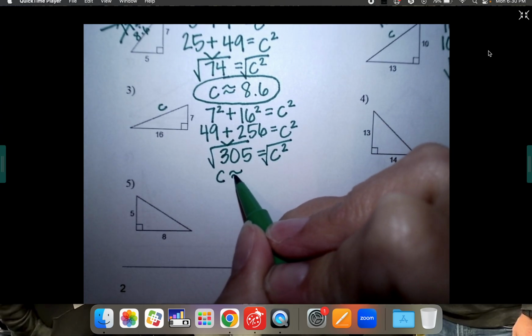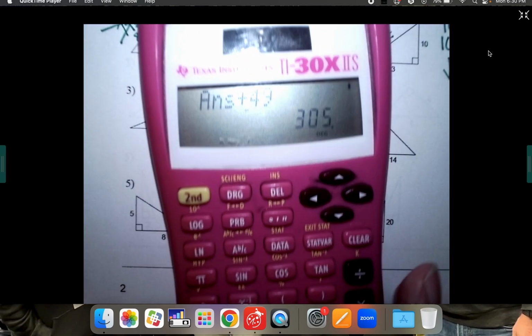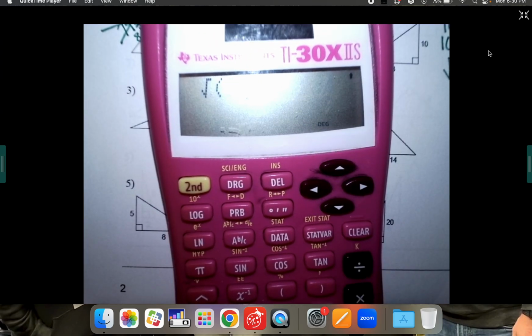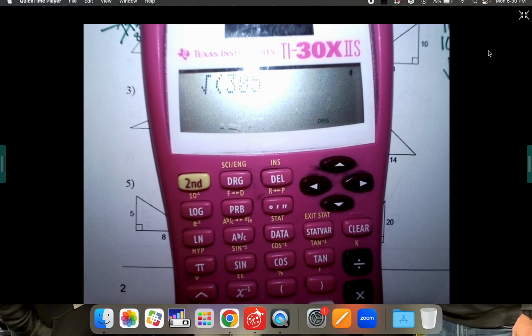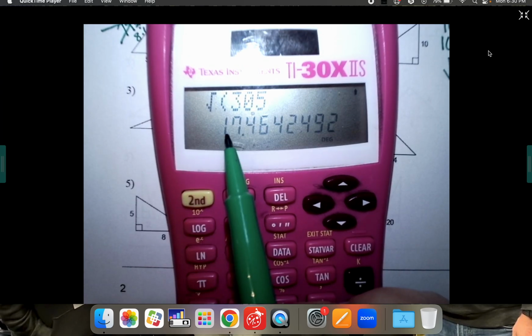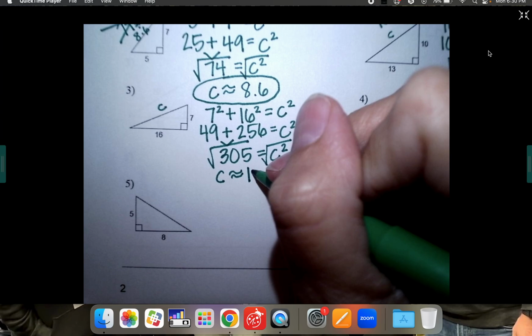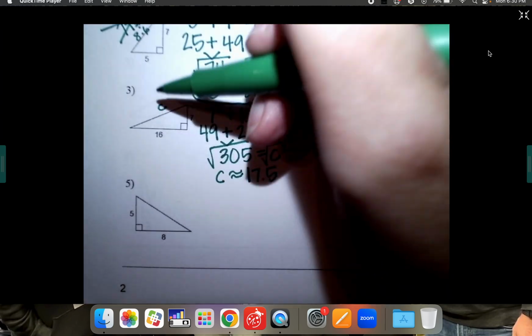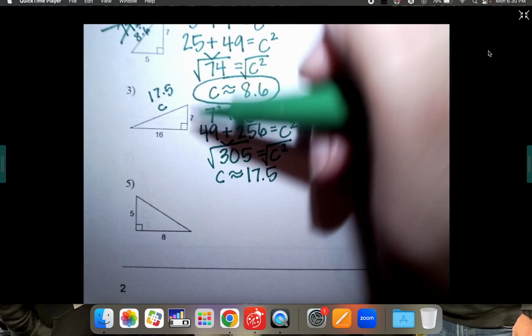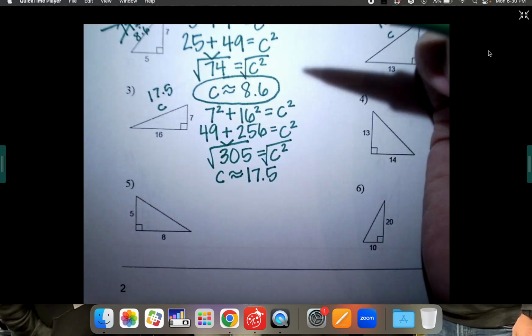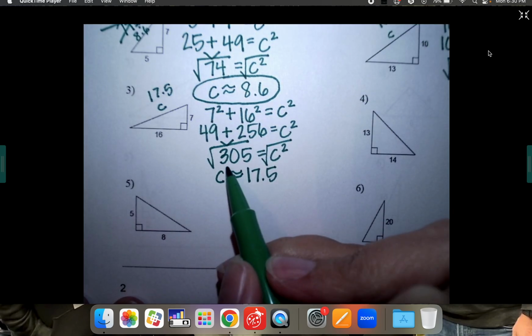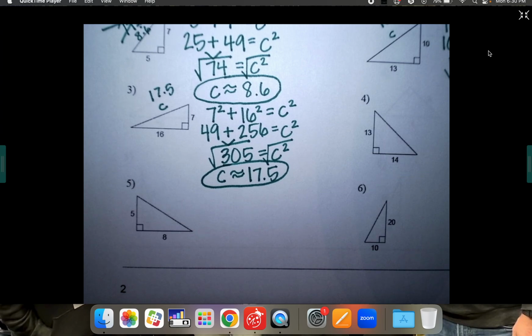So c is going to be about whatever the square root of 305 is. Square root 305, about 17 point, the 6 is going to bump my 4 up to a 5. So 17.5. So about 17.5. Yes, that is a reasonable answer to have 16, 7, and 17.5 for my hypotenuse. So I did it right.